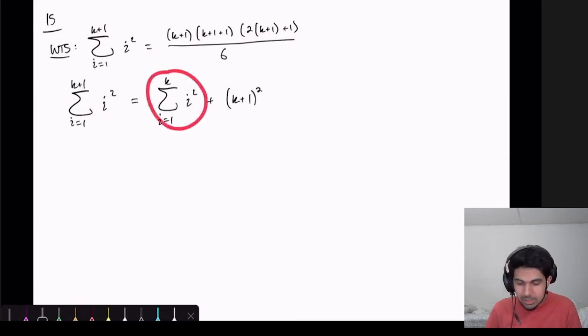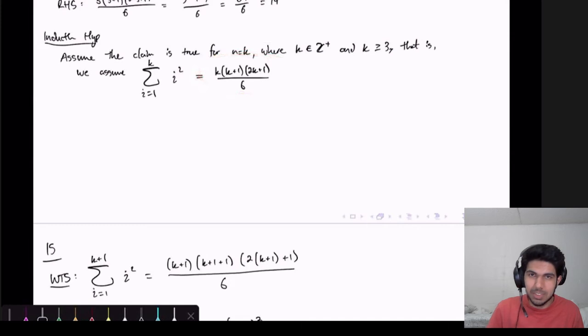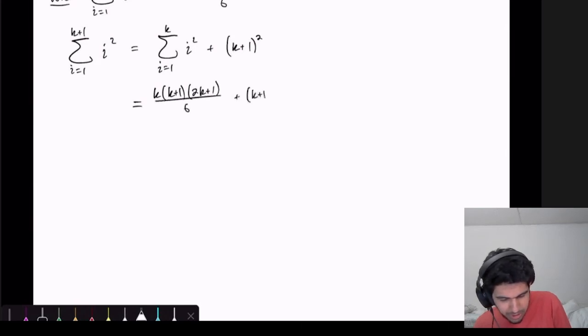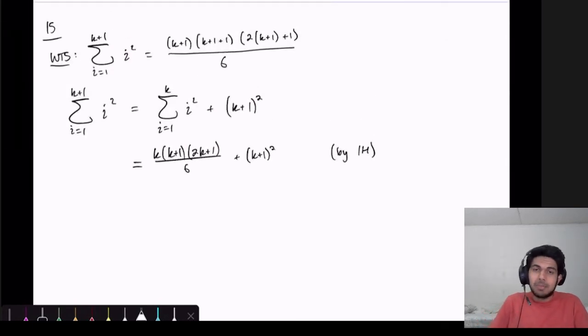And then we assume this to be equal to k times (k plus 1) times (2k plus 1) over 6 in the induction hypothesis. So we'll say that this is equal to k times (k plus 1) times (2k plus 1), all of this divided by 6, plus (k plus 1) squared. And then you might want to cite by the induction hypothesis. Now everything's in terms of k. We've already done our substitution.